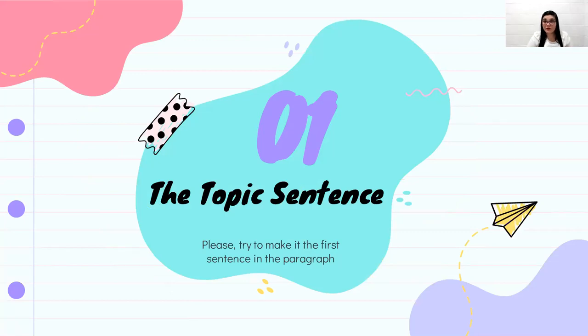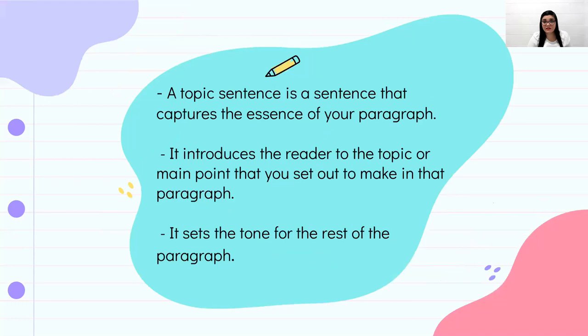So the first topic that we're going to cover is the topic sentence. Let's try to make it the first sentence in your paragraph. The topic sentence may be located in either the beginning, the end, or the middle of the paragraph. However, I will always recommend you to go to the very first line and place it exactly at the beginning of the paragraph because it captures the reader's attention at first.